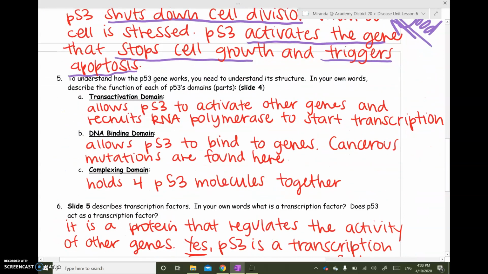Okay, its structure or its shape, we've got 3 parts. We have the transactivation domain, and so that basically allows it to activate other genes, like we talked about in this question, and recruits RNA polymerase to start transcription. Remember, you can't make proteins without transcription. The DNA binding domain, that's going to allow P53 to bind to genes in order to do its job. And then the complexing domain kind of holds everything together like the glue.